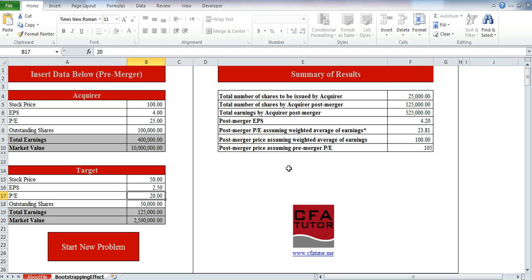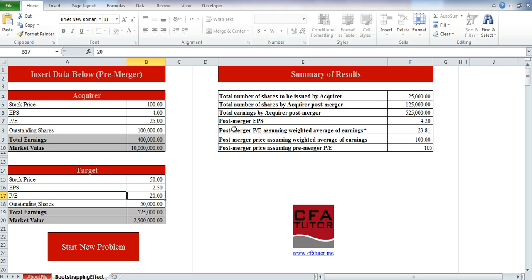The total number of shares post-merger would be the sum of 100,000 and 25,000. The total earnings is simply the sum of both earnings. Based on those two measures, dividing the total earnings by the total number of shares, we have a post-merger EPS of 4.2.